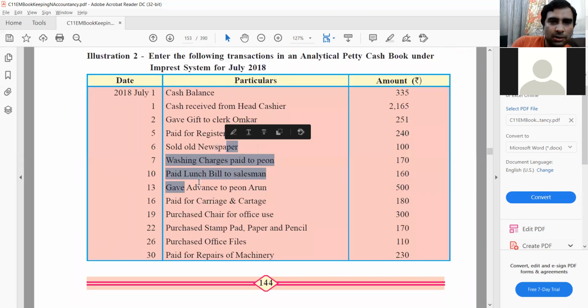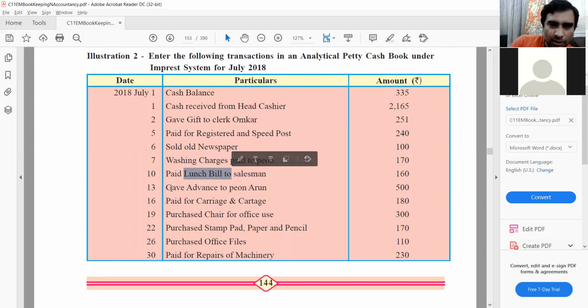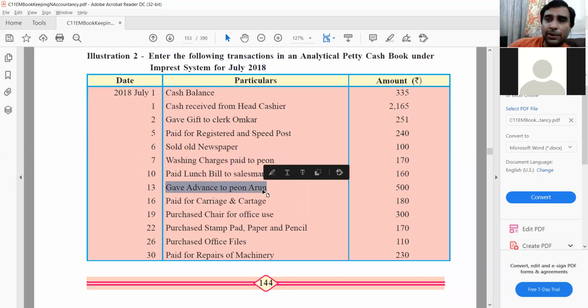So washing charges, lunch bill to salesman. This actually is what we call staff welfare. Gave advance to Pune. So this will come in the ledger column. Okay, this will not come in the petty cash. Petty cash is the day-to-day expenses of the business. When you gave a loan to the peon Arjun, that is not an expense item, it is a loan. So that is why it comes in the right-hand side column, which is a ledger. Anything which is not an expense will come in that ledger column.